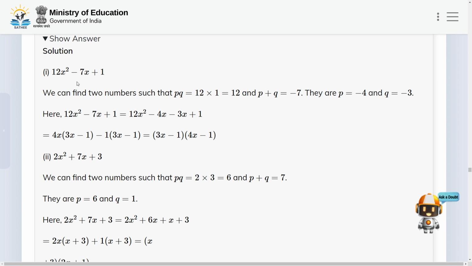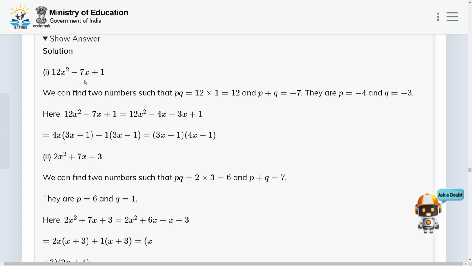Okay, so 12x square minus 7x plus 1 is equal to 12x square minus 4x minus 3x plus 1. And this is equal to 4x times 3x minus 1 minus 1 times 3x minus 1, which is equal to 3x minus 1 into 4x minus 1. So the factorization of the quadratic polynomial 12x square minus 7x plus 1 is 3x minus 1 times 4x minus 1.